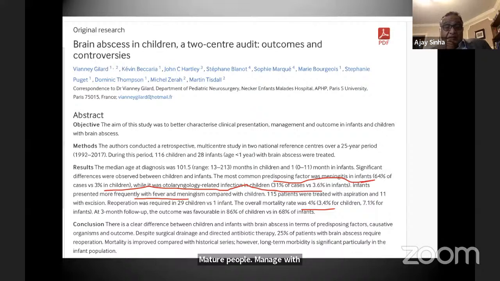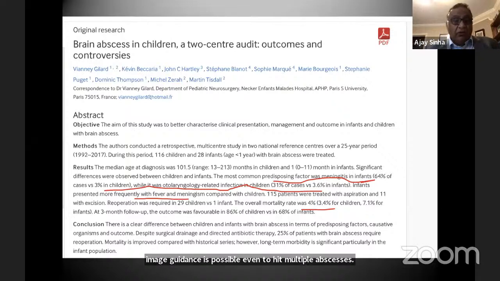So there is a significant percentage of cases that require repeat surgery, but we can get away with abscesses just by repeated aspirations. The role of craniotomy over the years has definitely come down. I don't recall doing a craniotomy for an abscess in the last 10 years. Most of them we have managed with serial aspirations, either a single tap or multiple taps, and with image guidance it's possible even to hit multiple abscesses without needing to go in for a full-fledged craniotomy.